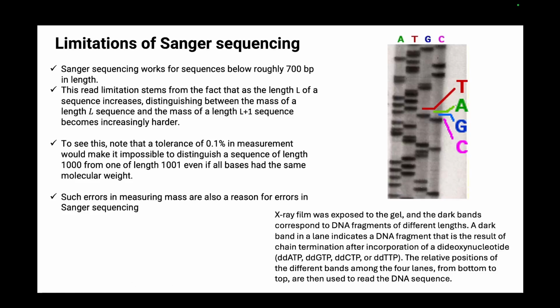For larger sequences, Sanger sequencing does not work well. To see this, note that a tolerance of 0.1% in measurement would make it impossible to distinguish a sequence of length 1000 from one of length 1001, even if all the bases had the same molecular weight. So after a certain length it is very hard to sequence DNA using the Sanger technique. Such errors in measuring mass are also a reason for errors in Sanger sequencing.